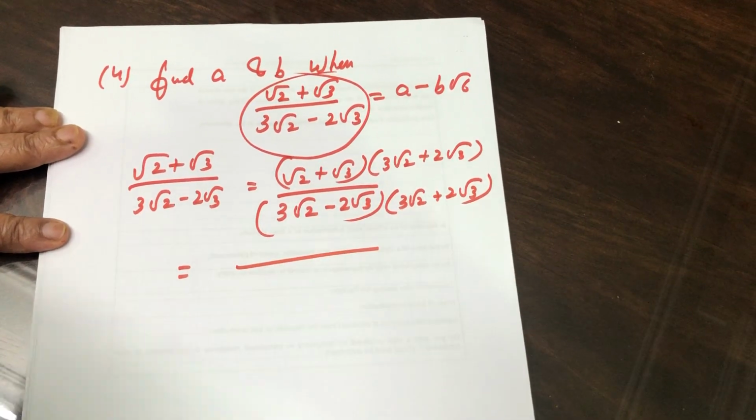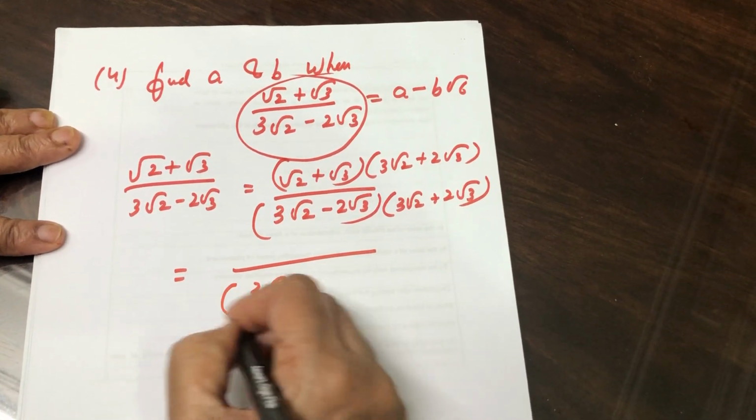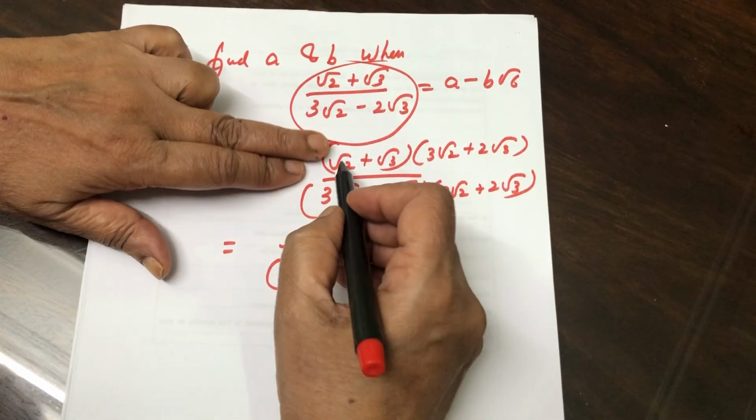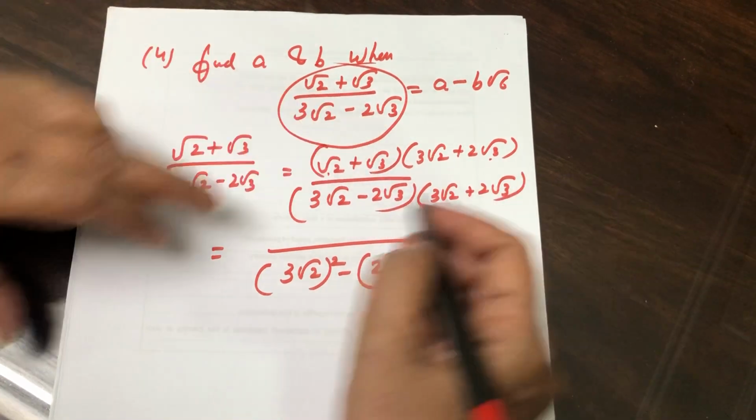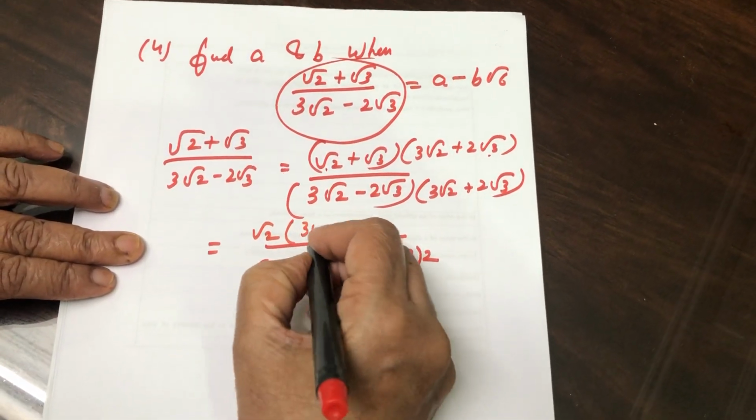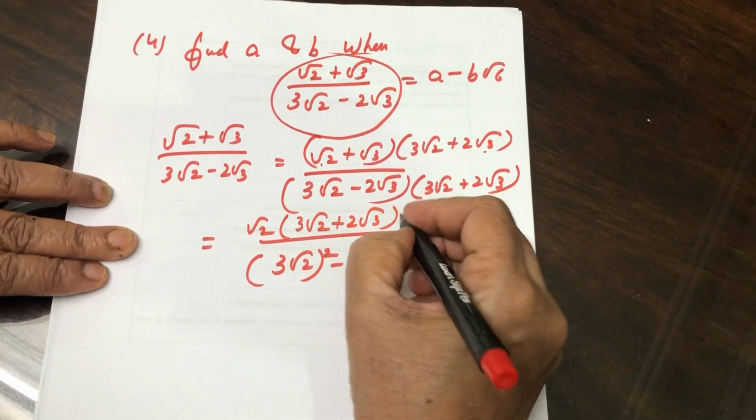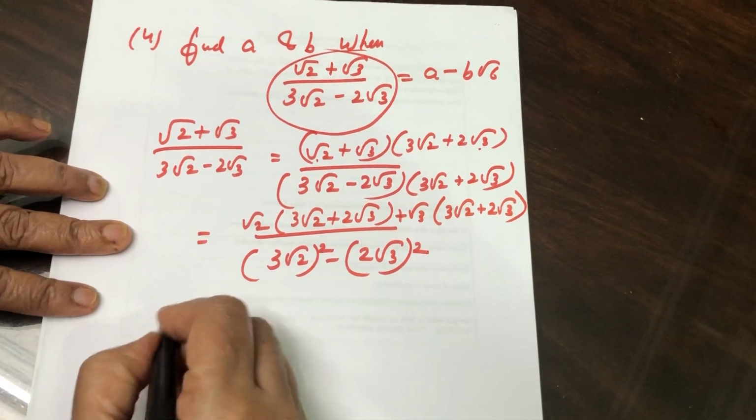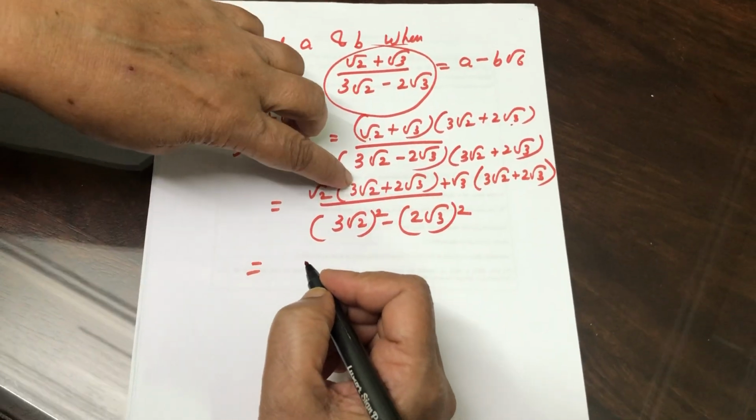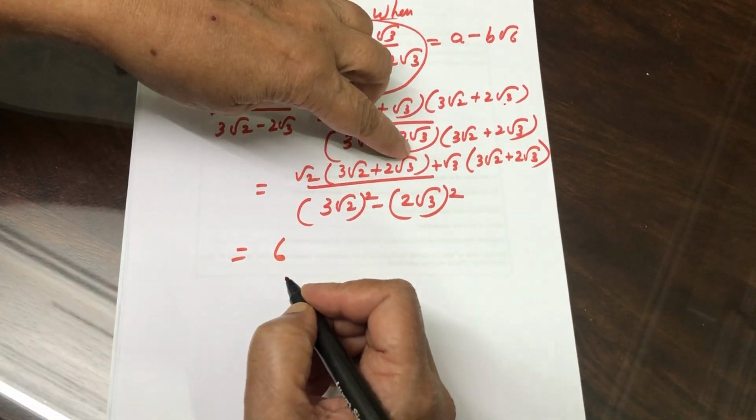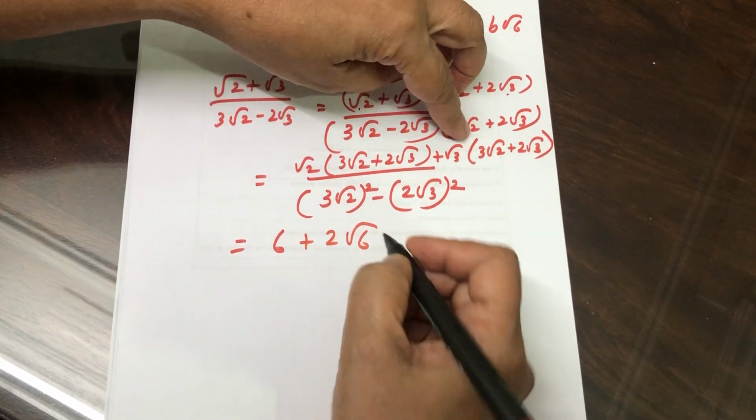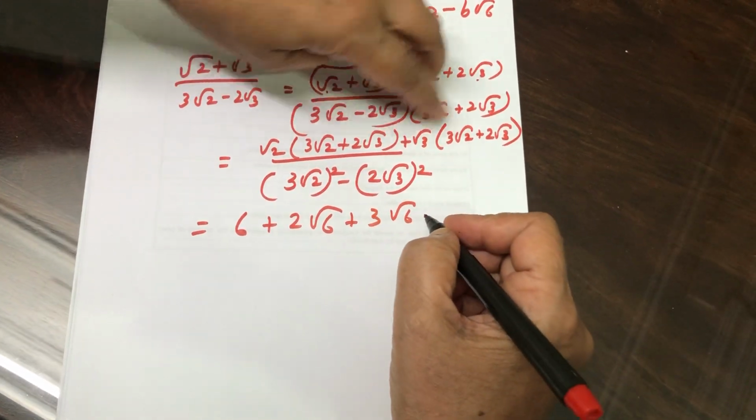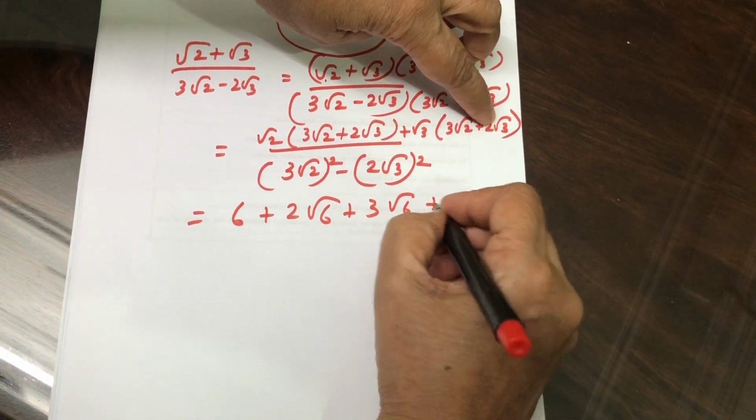Here a plus b into a minus b is a squared minus b squared. Here it is different, so root 2 into this plus root 3 into this. So root 2 into 3 root 2 plus 2 root 3, plus root 3 into 3 root 2 plus 2 root 3. This is root 2 into root 2 is 2, 2 into 3 is 6. Root 2 into 2 root 3 is 2 root 6, plus root 3 into 3 root 2 is 3 root 6. Root 3 into root 3 is 3. So 3 2s are 6.